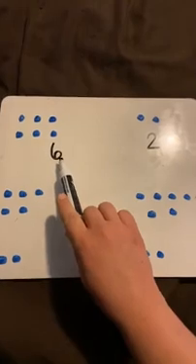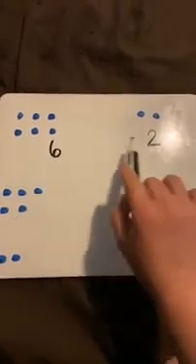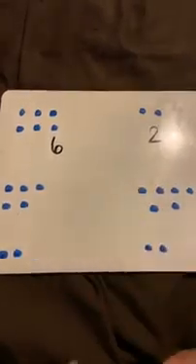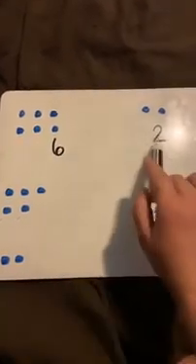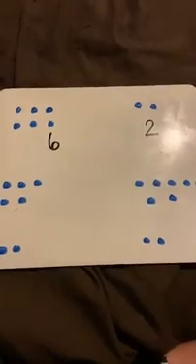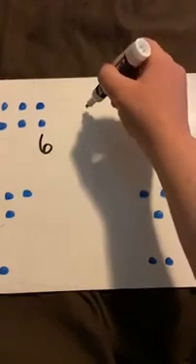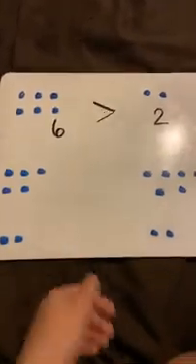So is 6 greater than 2? Is 6 less than 2 or smaller than 2? Or is it equal? Well, I think that 6 is greater than 2 because it's the bigger number. And remember, I said that the alligator mouth wants to open to the bigger number. So I'm going to make my alligator mouth, and he's going to open to the 6 because he's the bigger number. Let's try another one.